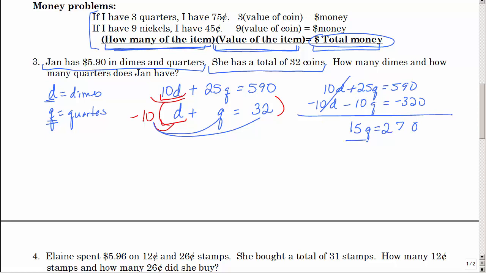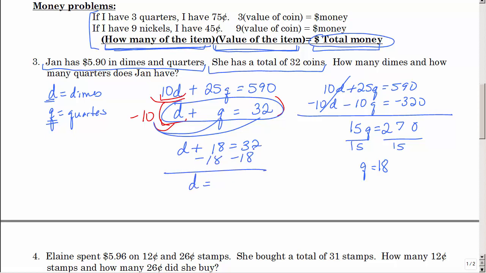And I hope this divides evenly, because I cannot have a part of a quarter. Let's see, 15 goes into 27 one time. It needs to be 18. So I have 18 quarters. How many dimes do I have? I think I'm going to use this equation. Looks easier. So D plus 18 is 32. So subtract 18 and I get 14. Now remember, coins, you can't have a negative and you can't have fractions.